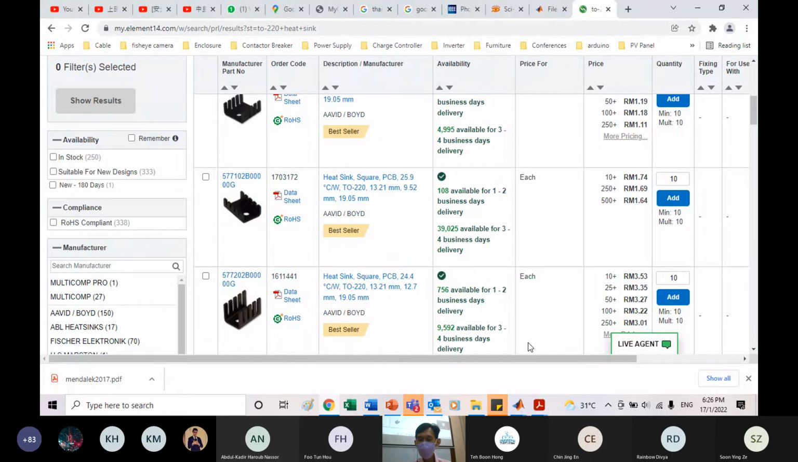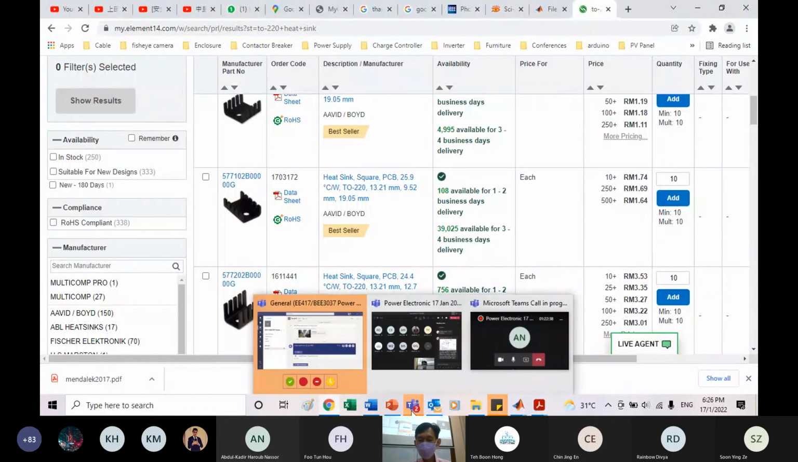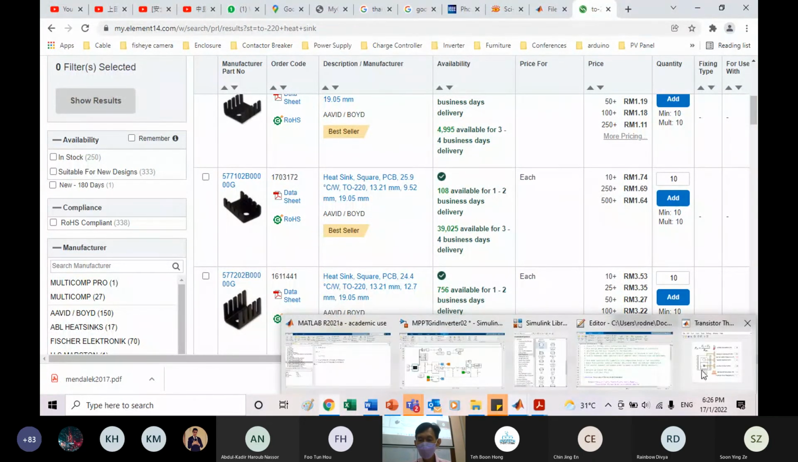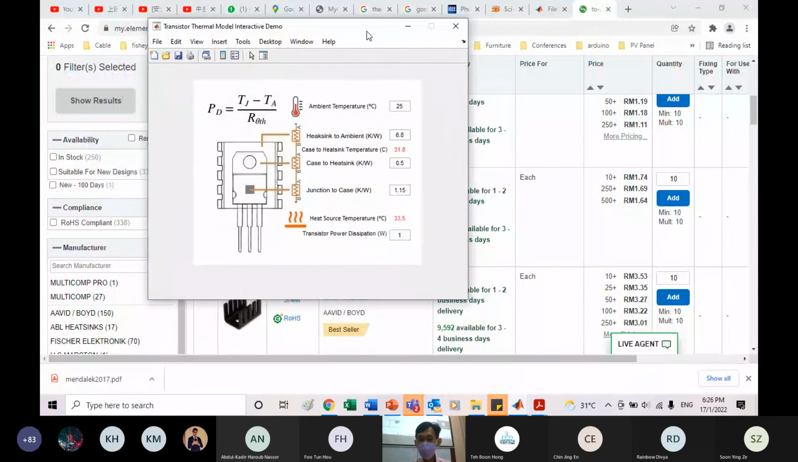But at least it gives you an idea of the importance of the heat sink, because these two are already given. Then you can see that if I use the cheap one, 24, it gives 49. I think it's still okay, because remember, the data sheet states that the transistor can withstand up to 150.